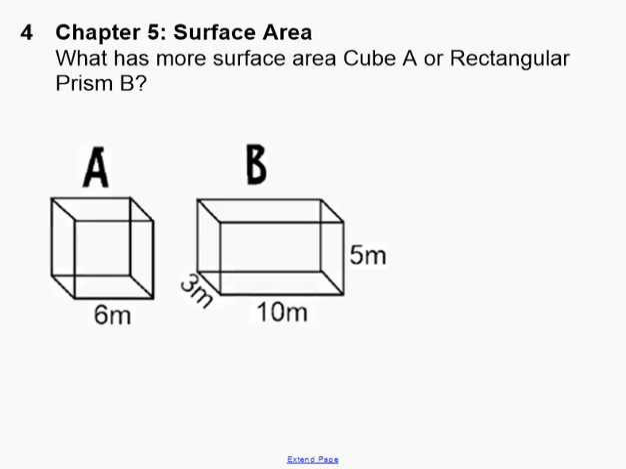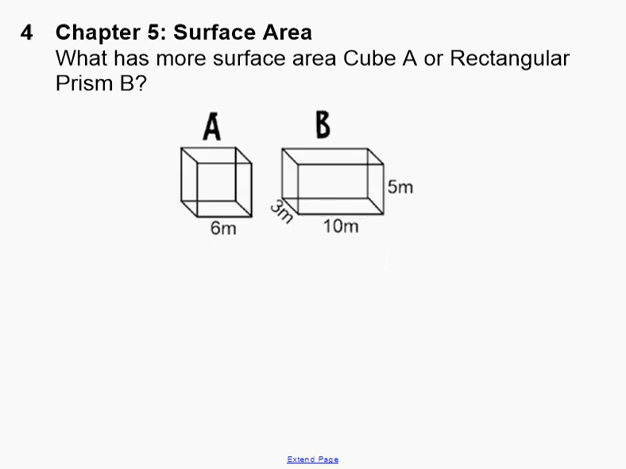Question 4 is your surface area. Which has more surface area, cube A or rectangular prism B? Now, by now, you're probably getting used to using formulas. So if you are using formulas, I'm going to write out the formula for a cube. And before I do that, I'm actually going to explain it. So if I think about the net first, I'm going to draw the net. We know that a cube has 6 faces that are all equal.